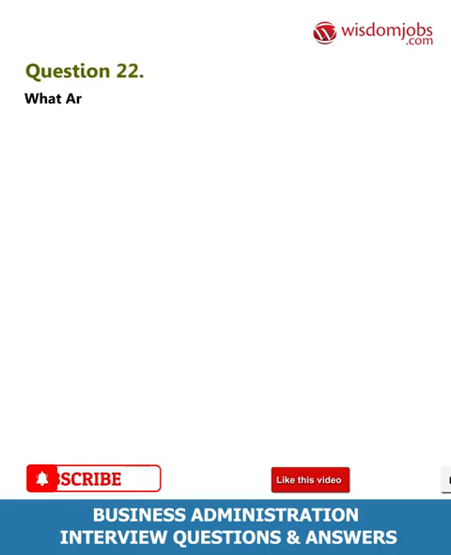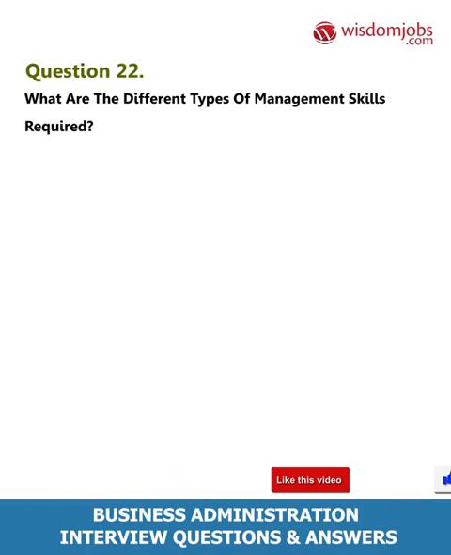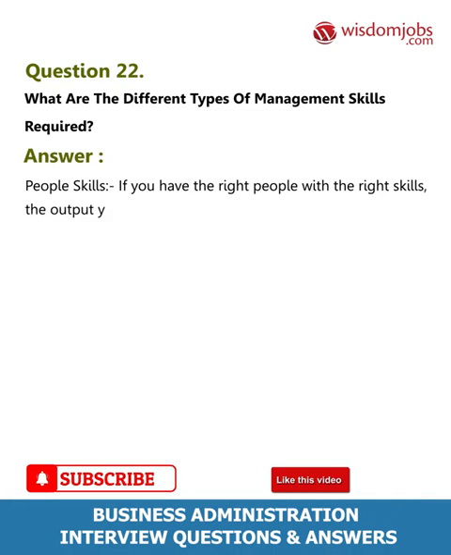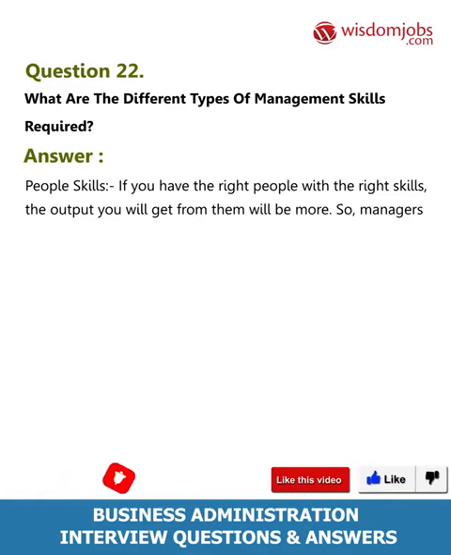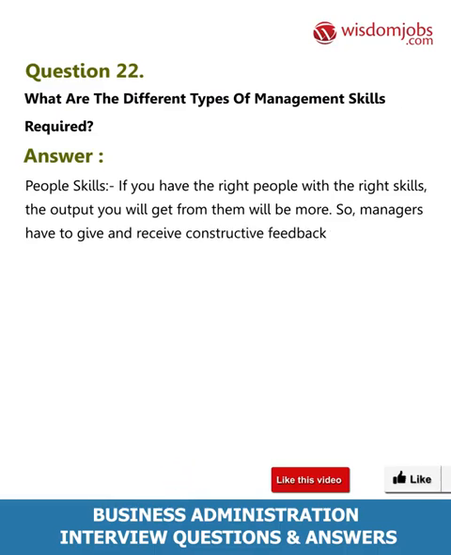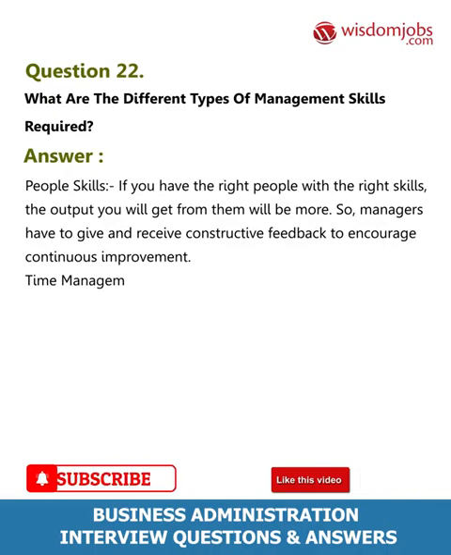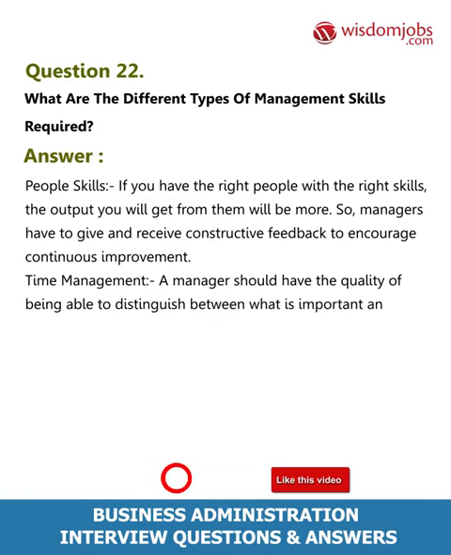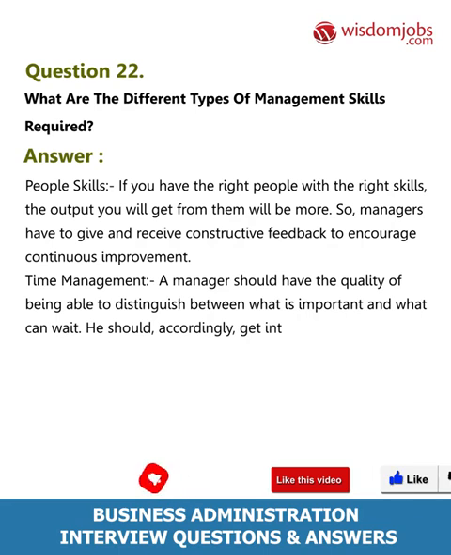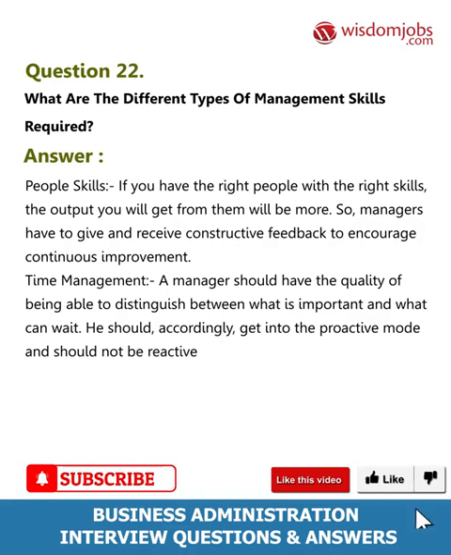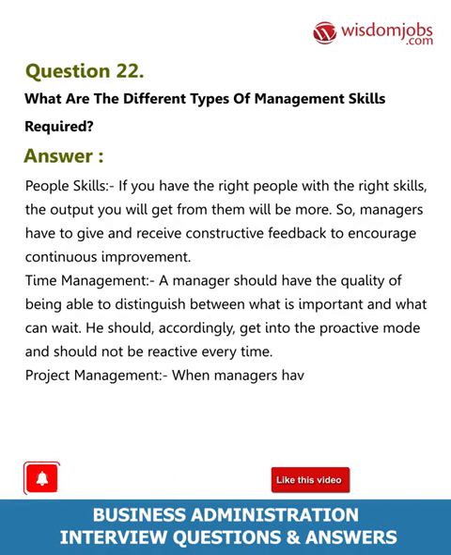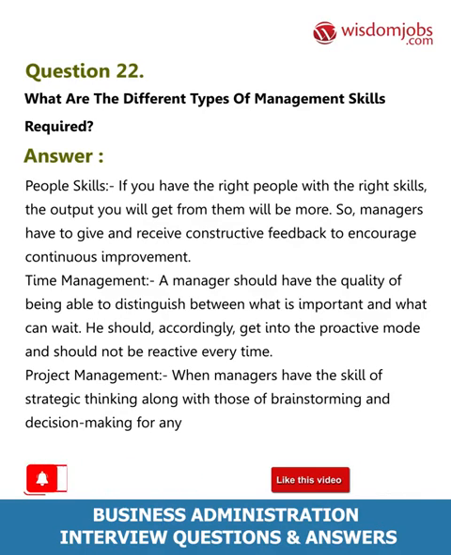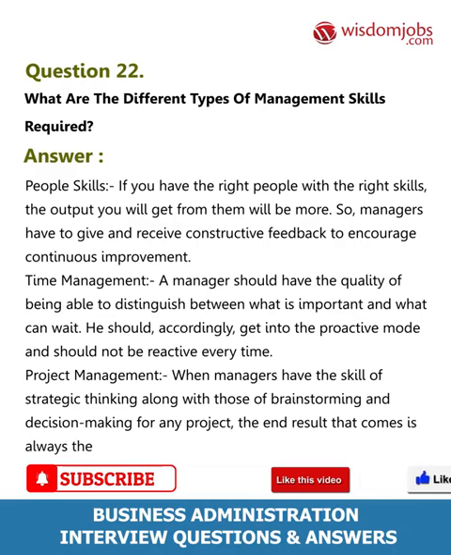Question 22. What are the different types of management skills required? Answer. People skills. If you have the right people with the right skills, the output you will get from them will be more. So, managers have to give and receive constructive feedback to encourage continuous improvement. Time management. A manager should have the quality of being able to distinguish between what is important and what can wait. He should, accordingly, get into the proactive mode and should not be reactive every time. Project management. When managers have the skill of strategic thinking along with those of brainstorming and decision-making for any project, the end result that comes is always the best.